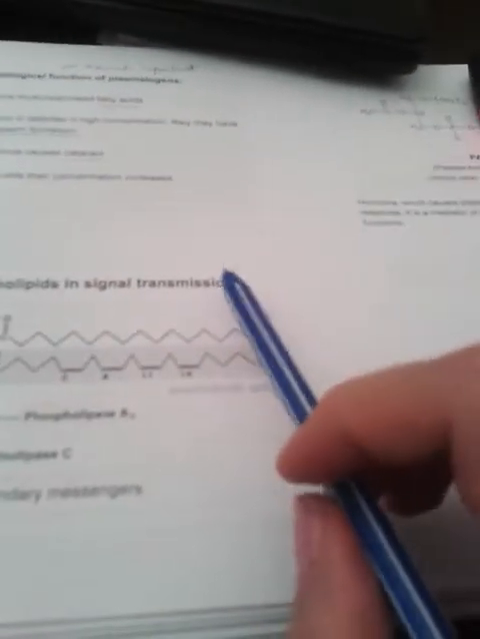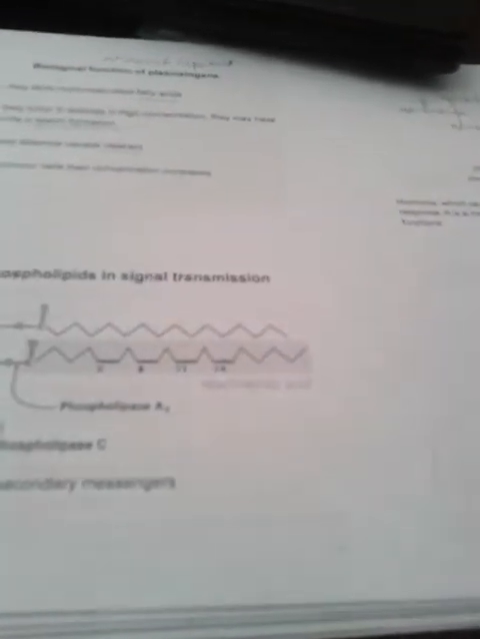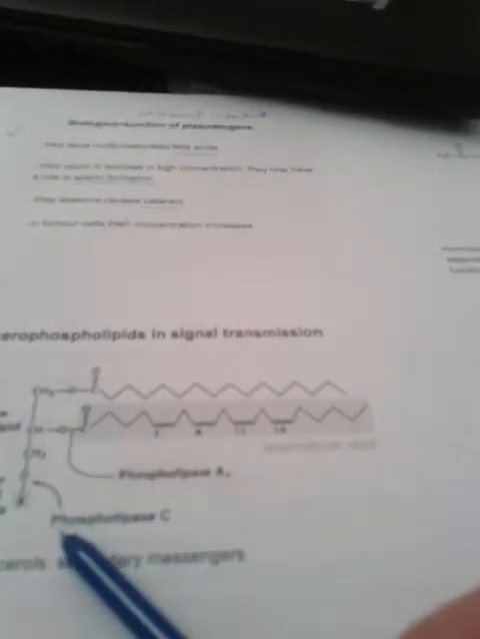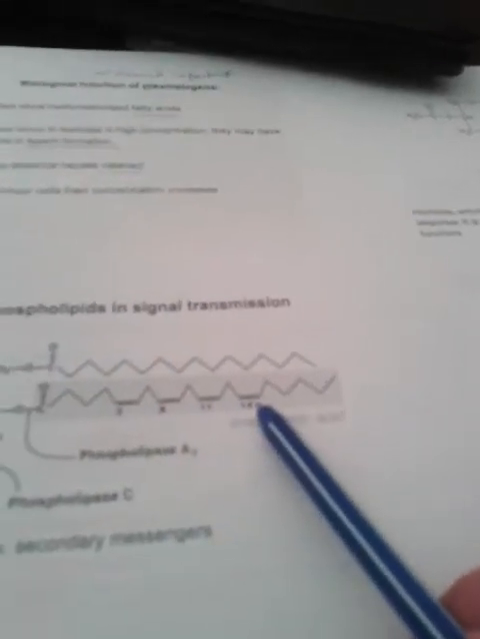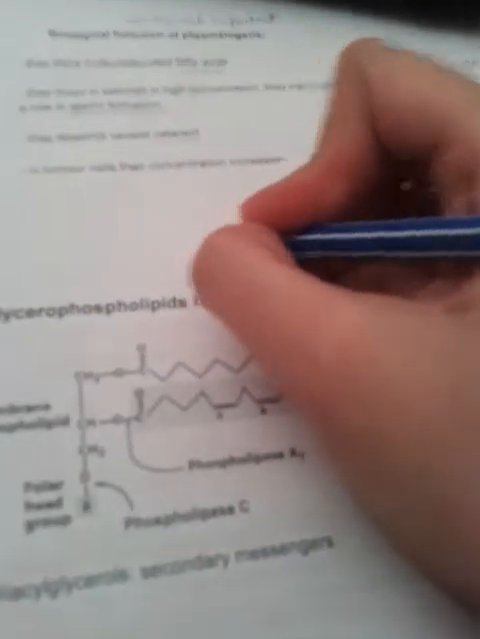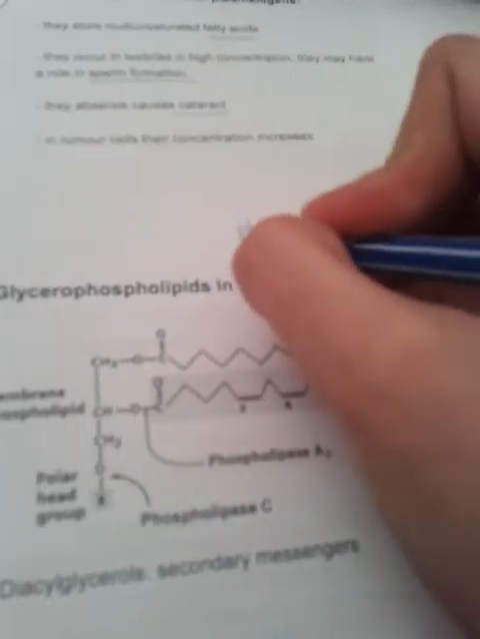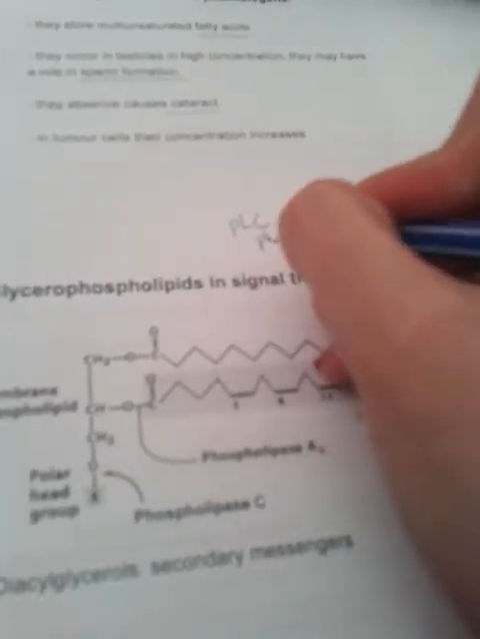Glycerophospholipid in signal transmission. That's important, isn't it? A little bit here. Signal transmission means biology. It means IP3, DAG, cAMP. This is a fatty acid here, another fatty acid here. What is the name of this fatty acid? Arachidonic acid. 5, 8, 11, 14. Good. Now, we have different types of PLC. PLC means phospholipase.